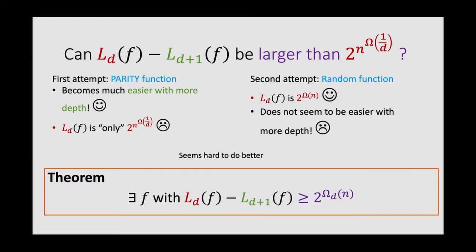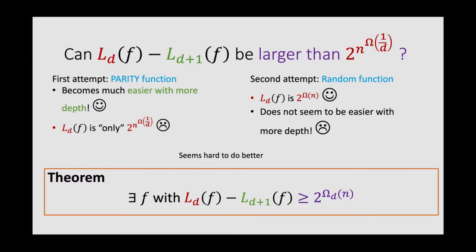You can show that there exists a function f such that the gap between these two quantities is actually 2 to the omega sub d of n. So this omega sub d means that there is some constant depending on d out in front there. I think that constant is something like 1 over 2 to the d, maybe 1 over 4 to the d, or something like that. So we can show there actually exists a function that does this.